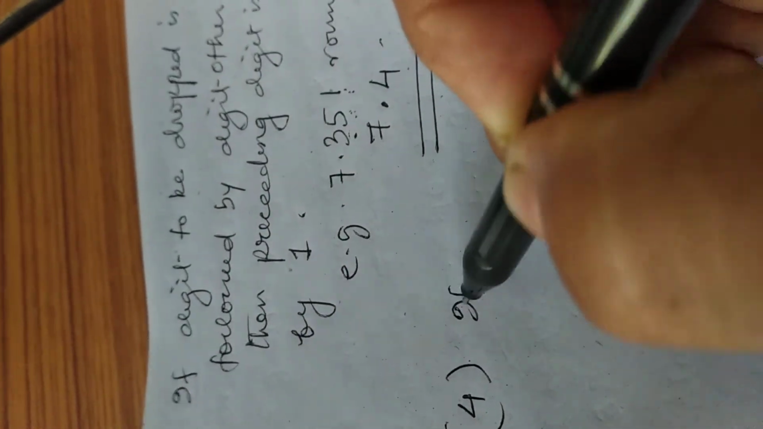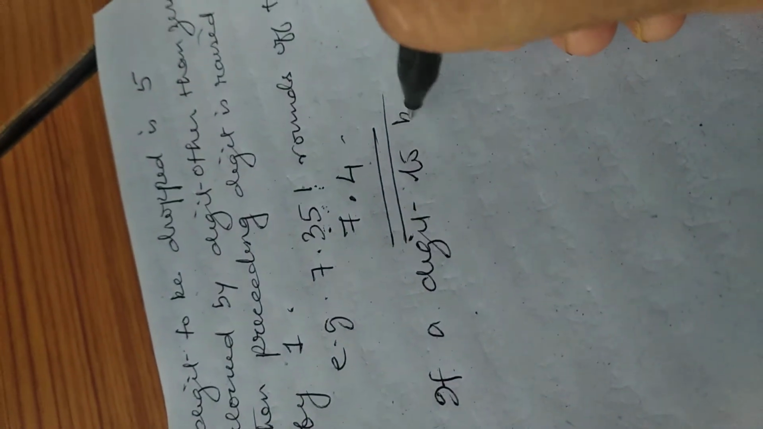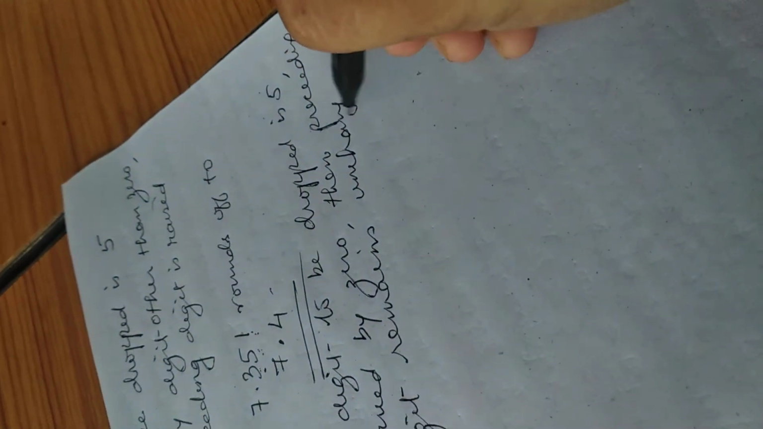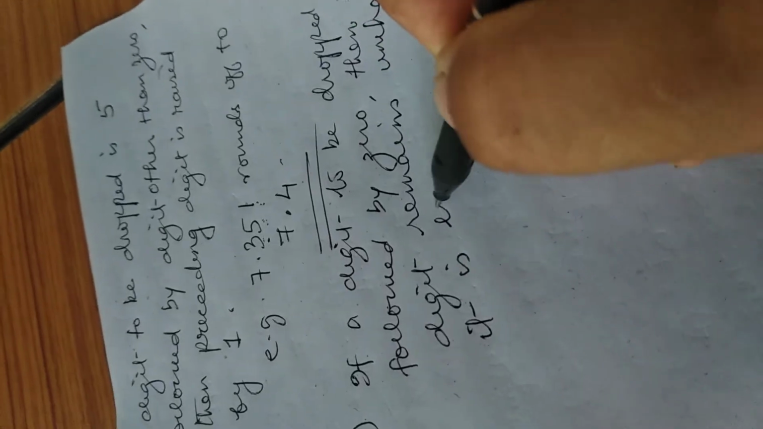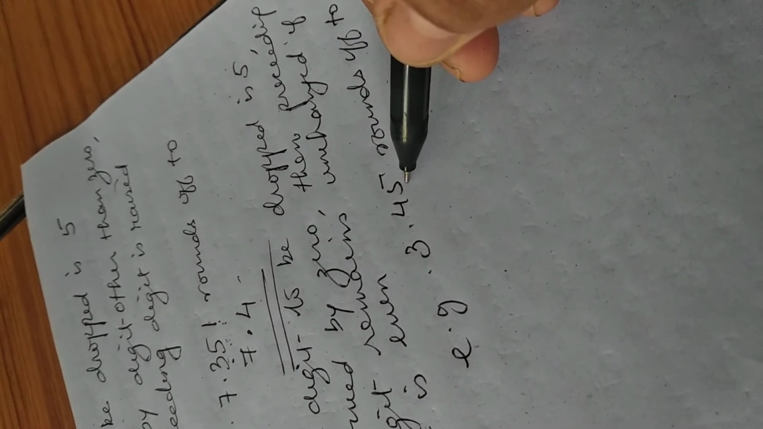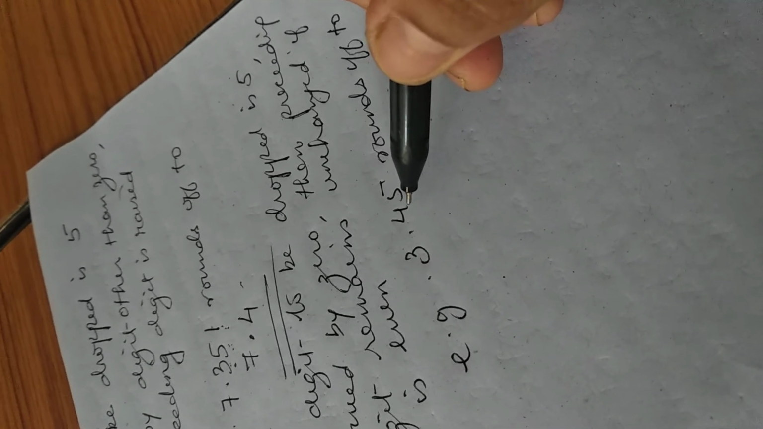Number 4. If the digit to be dropped is 5 followed by 0, then the preceding digit remains unchanged if it is even. Example, 3.45 rounds off to how much? The digit to be dropped is 5, followed by nothing else, so the preceding digit remains unchanged if it is even. This is even, so it will remain as 3.4.